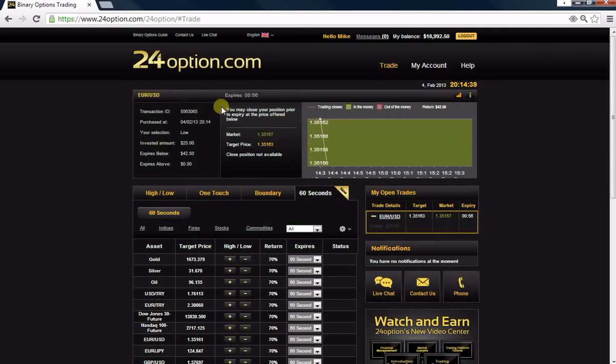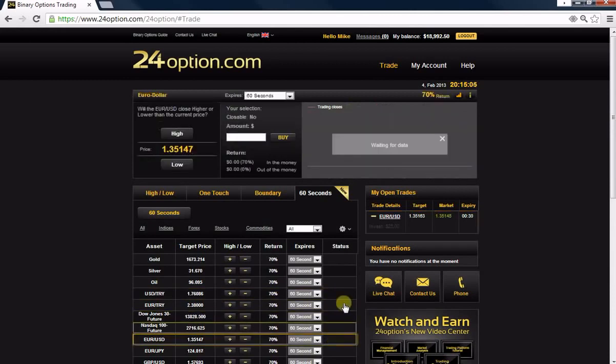Okay, and we purchased a put, and we're going to watch to see what happens here. Now what's different about the 24options platform from other platforms is that you have to click in order to prepare your next trade. What I mean by that: this is the current trade, and it looks like we're winning this trade, but we want to get the next trade ready, Euro US dollar.